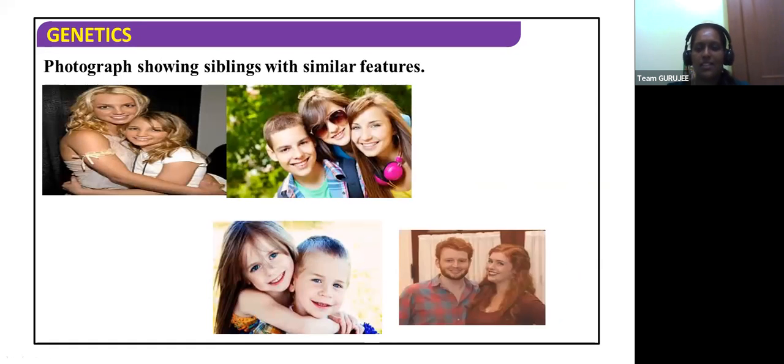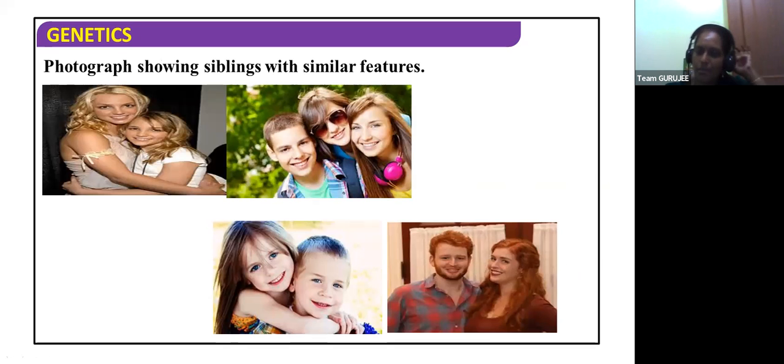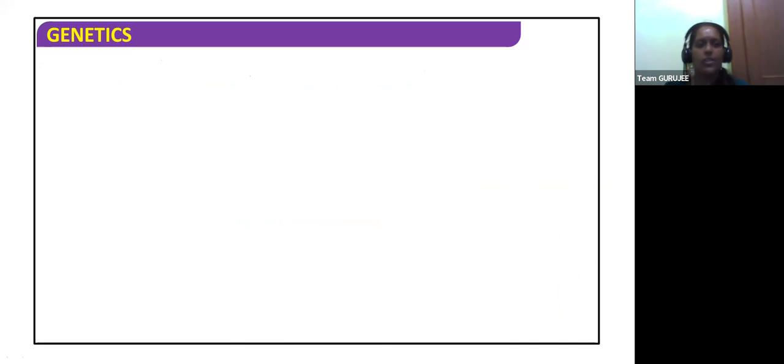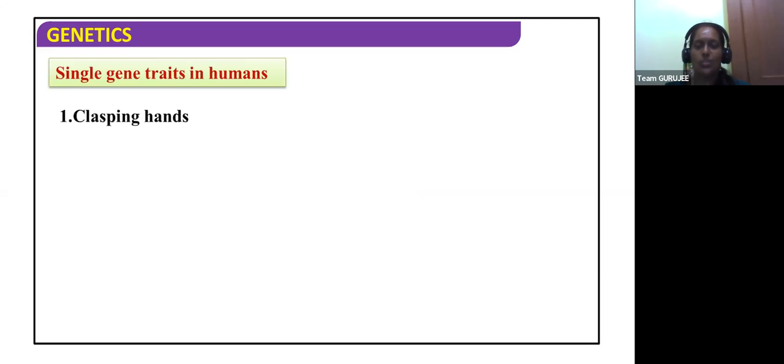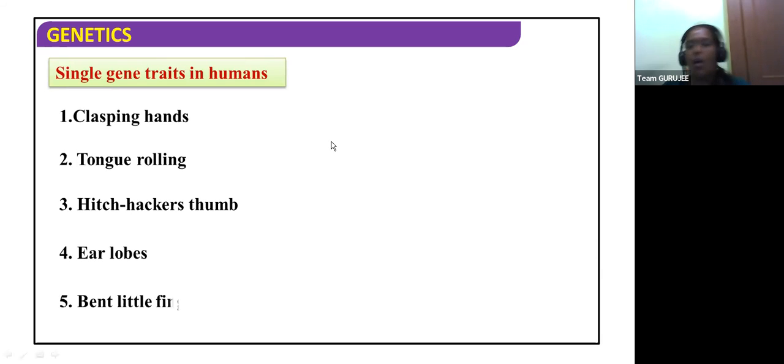Yes, siblings sometimes closely resemble each other. Whenever you see two people, you can really point out this is a brother and sister because of their similar resemblance, like their nose features, their eyes, and so on. This is also a part of genetics that we'll be talking about. So, single gene traits in humans. We are going to be looking into a lot of different things.